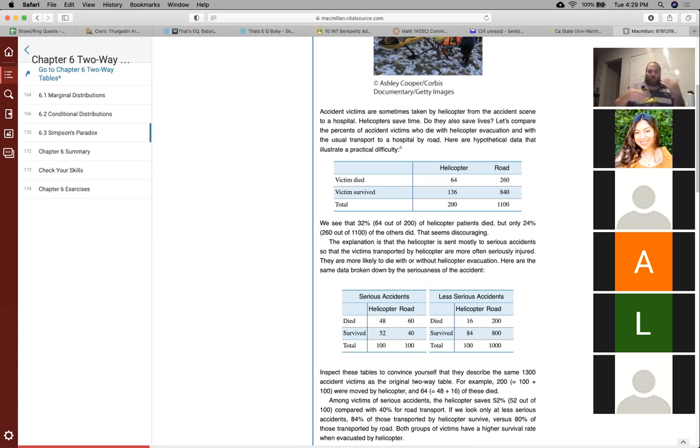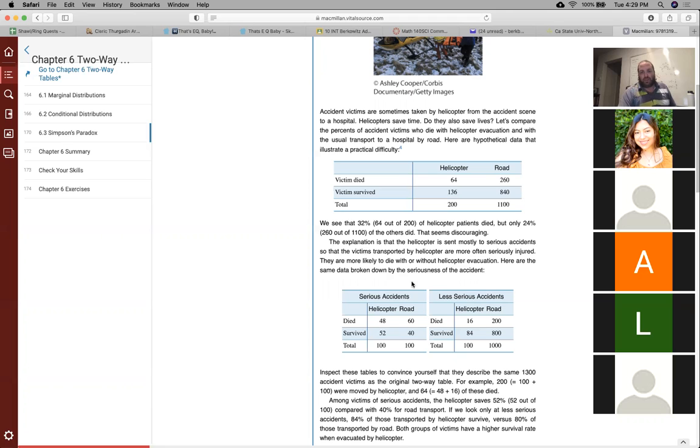Okay. Of course, you don't see that from the math. You have to see that from a common sense perspective. Okay. So what is the reason? It says here, the explanation is that the helicopter is sent mostly to serious accidents, so that the victims transported by helicopter are more often seriously injured.